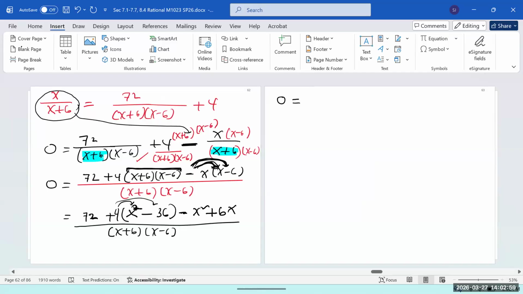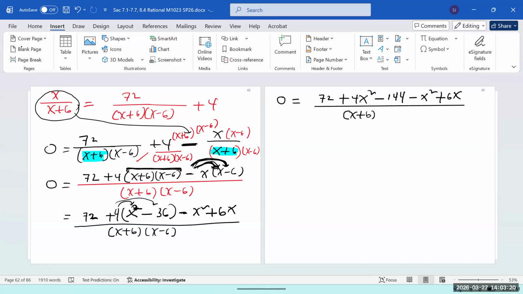We have 0 equals 72 plus 4x squared. And again, 4 times 36. Do you remember? 144. Times minus x squared plus 6x over our denominator, x plus 6, x minus 6. Do not multiply the denominator. Always simplify the numerator, but not the denominator. So comparing x squared and 4x squared, we get 3x squared.